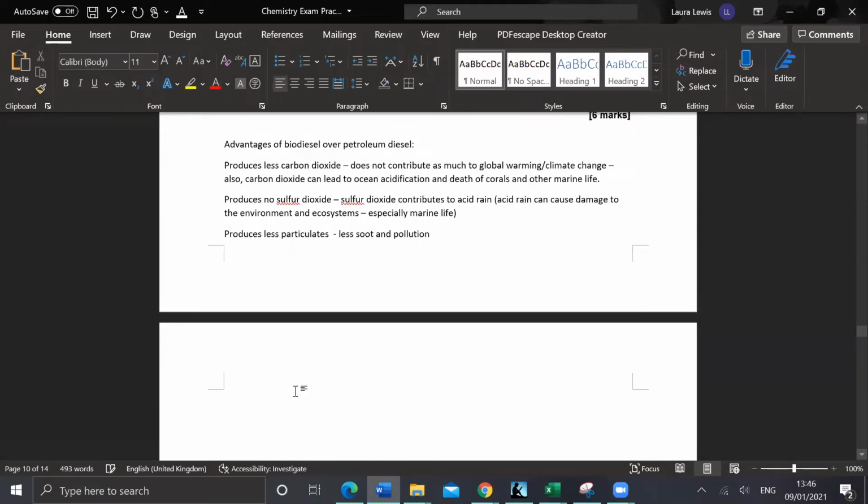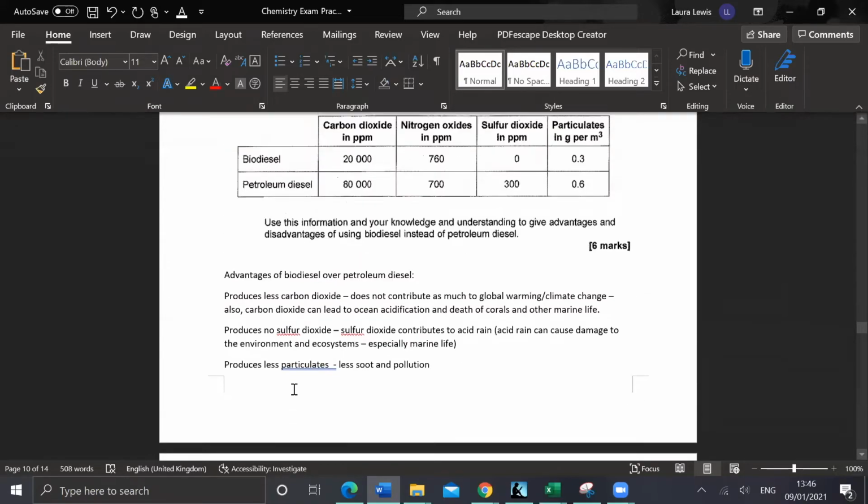Also, I haven't really mentioned it, that biodiesel is renewable. Okay, so that means we just grow more of it. So we can grow more of it when it runs out. So also it's sustainable. Okay, so let's have what we've answered so far.